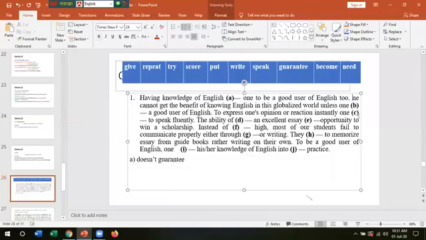Here, one cannot get the benefit of knowing English in this globalized world unless one dash a good user of English. What will be the answer? Yes? Unless one becomes.